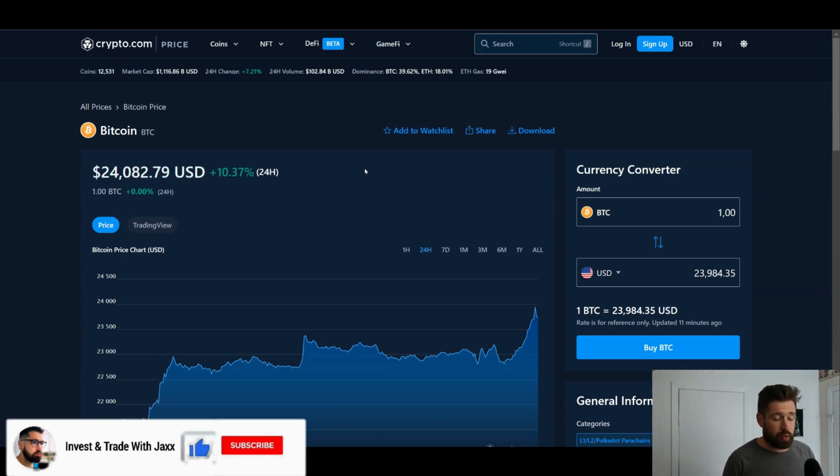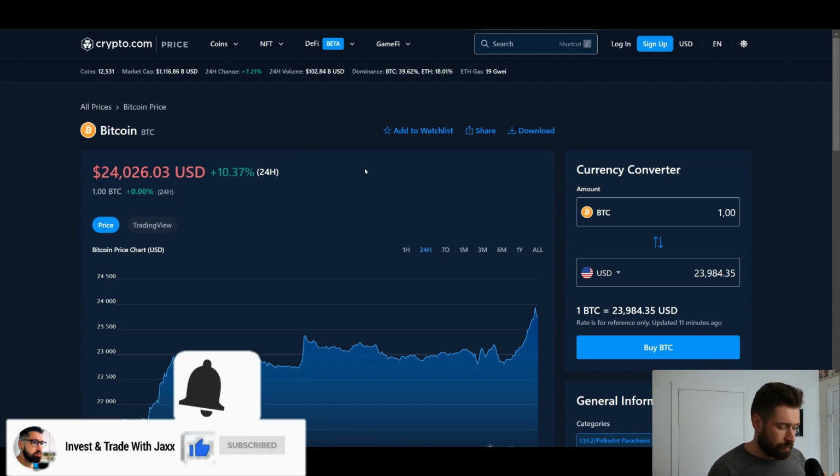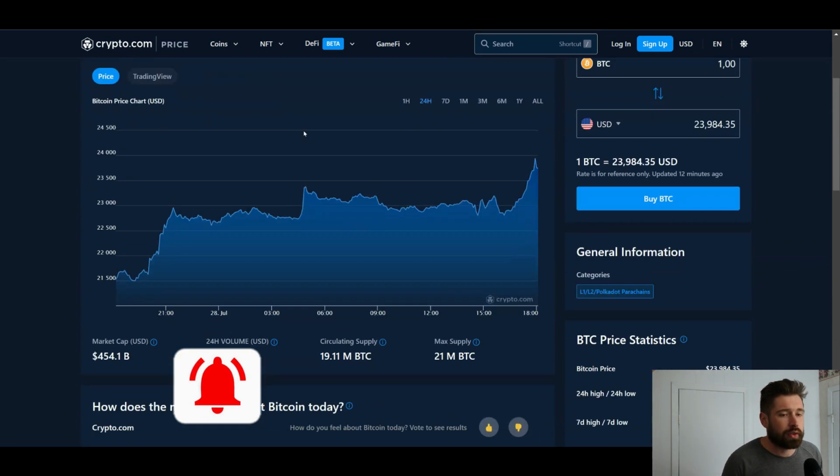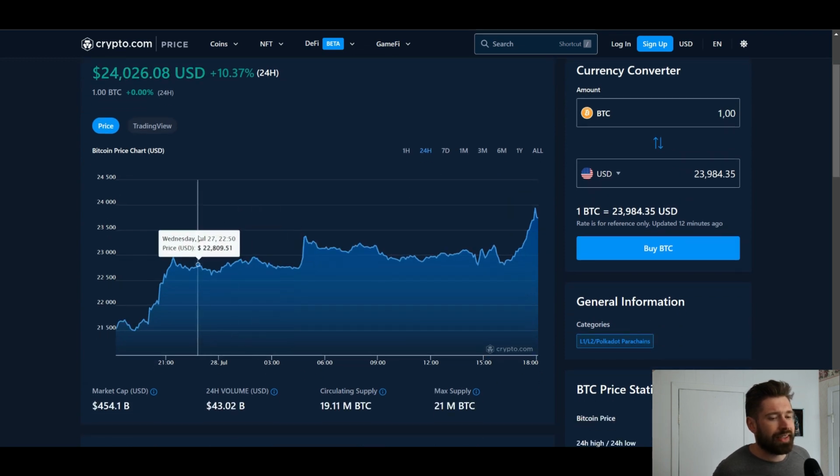So we're gonna go over our friend Bitcoin, currently up 10% on the day, all the way up at 24K. We're seeing a market cap of 454 billion, 24-hour volume 43.02 billion. Let's hop into the chart.